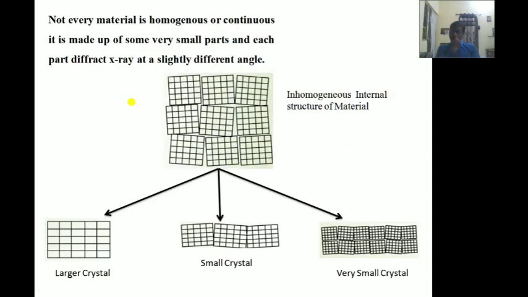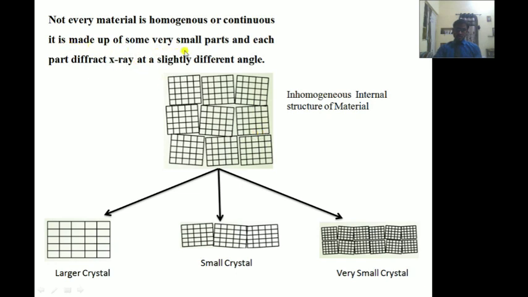Okay. So when you synthesize your material in a lab, you may say your material is homogeneous, but actually not all material is homogeneous, because of the internal structure of the material. It looks like it is homogeneous, but not 100% homogeneous. The orientation of this crystal is different, the orientation of this crystal is different, and the orientation of this crystal is different. That means not every material is homogeneous and continuous.